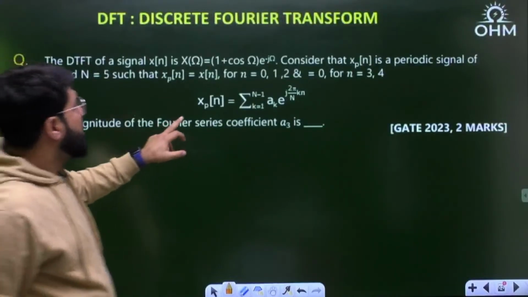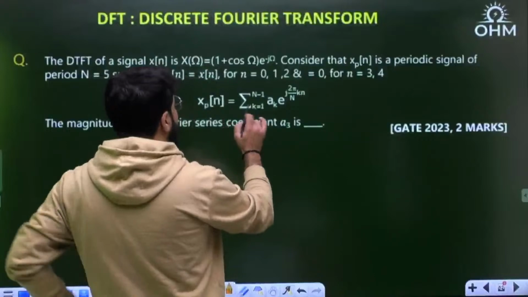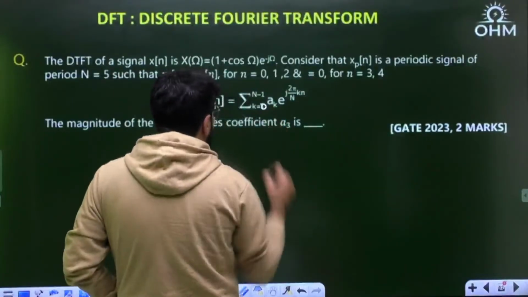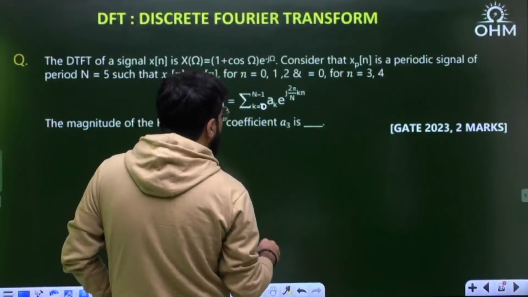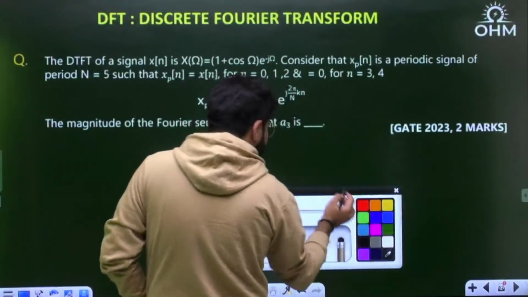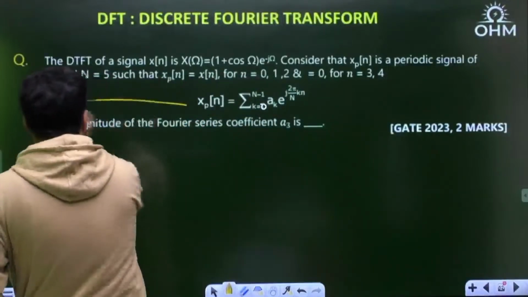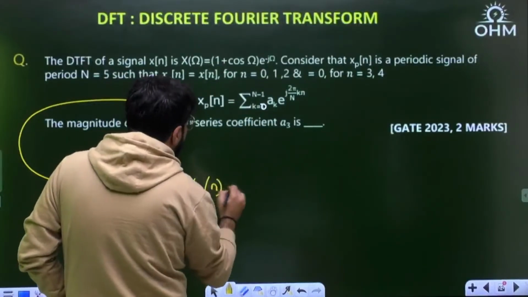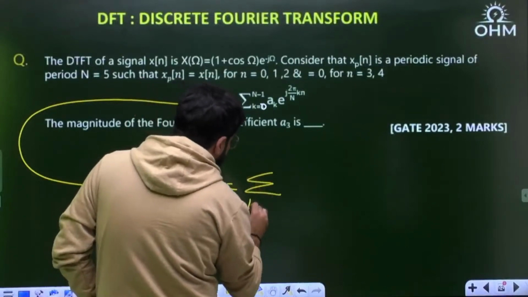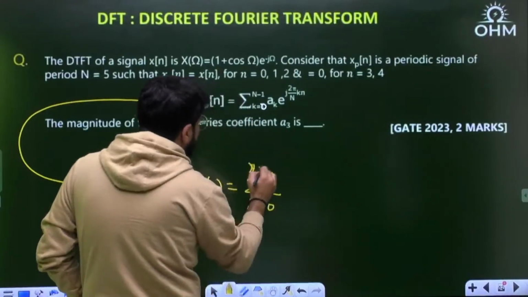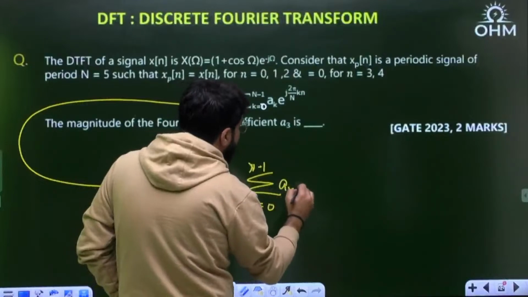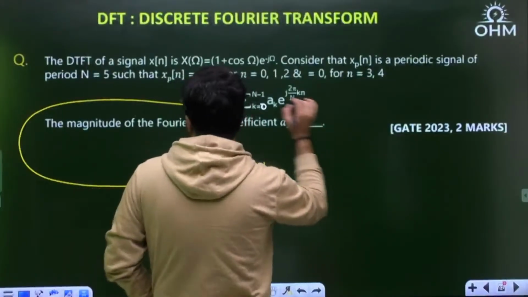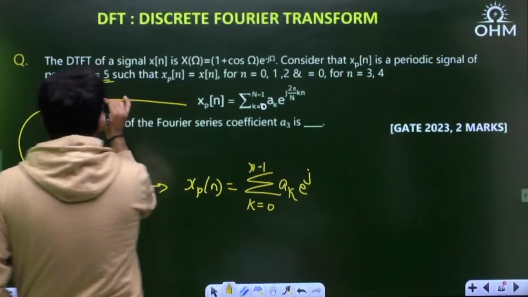Okay, and xp(n) is given by the summation, k equal to 0 to N minus 1, of ak e power j 2 pi by N kn. This is a typo error. See, what is this actually given to you? xp(n) is given by the summation k equal to 0 to N minus 1 of ak e raised to the power j 2 pi by N kn. Now what is 2 pi by N? Suppose the signal is periodic with period N equal to 5.